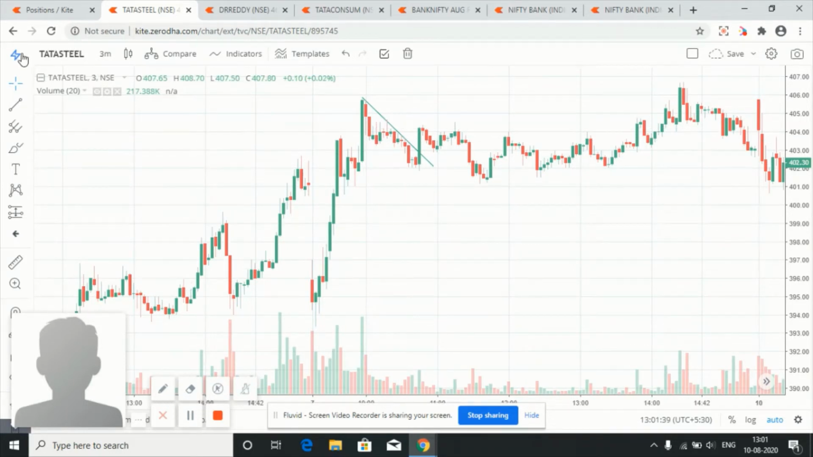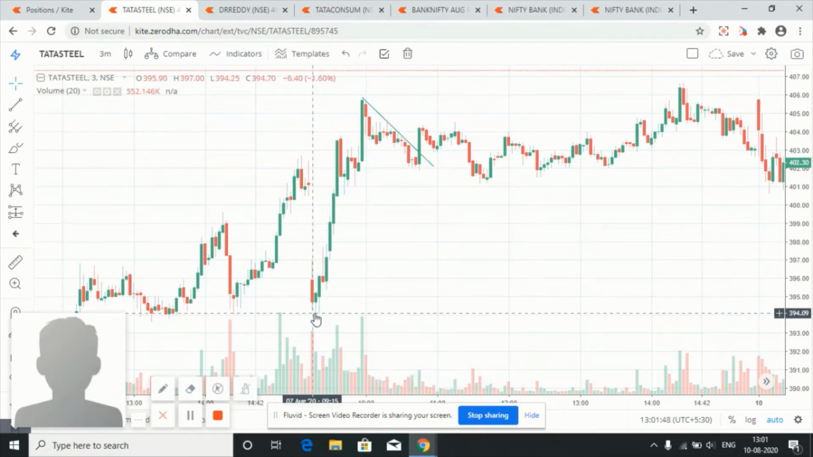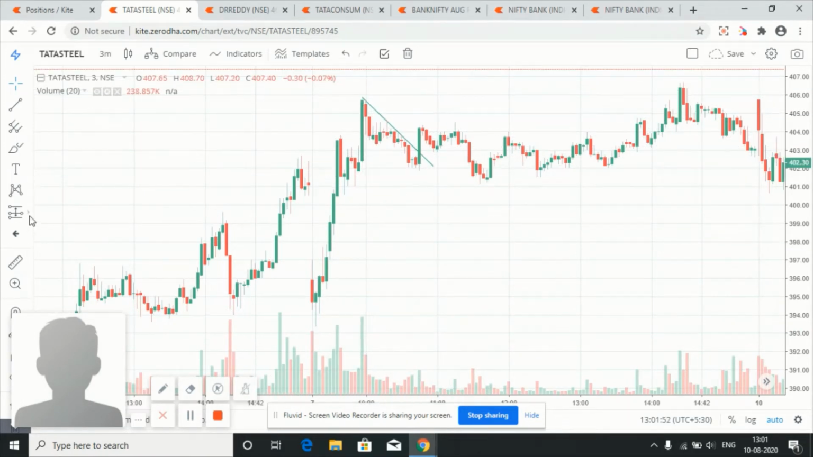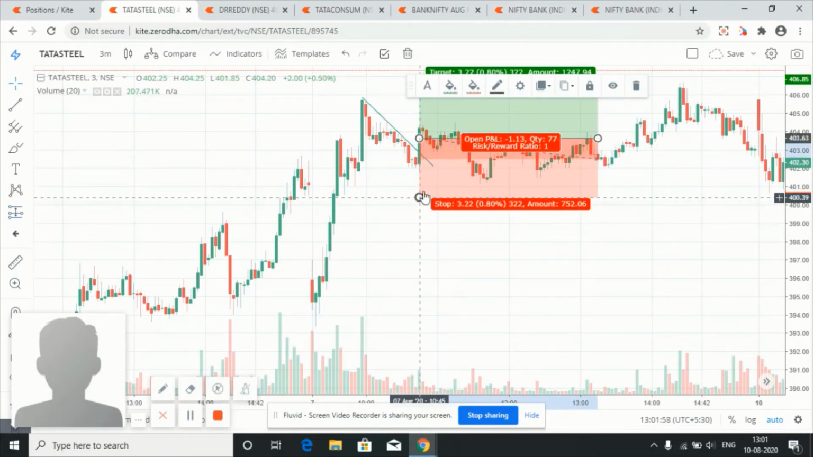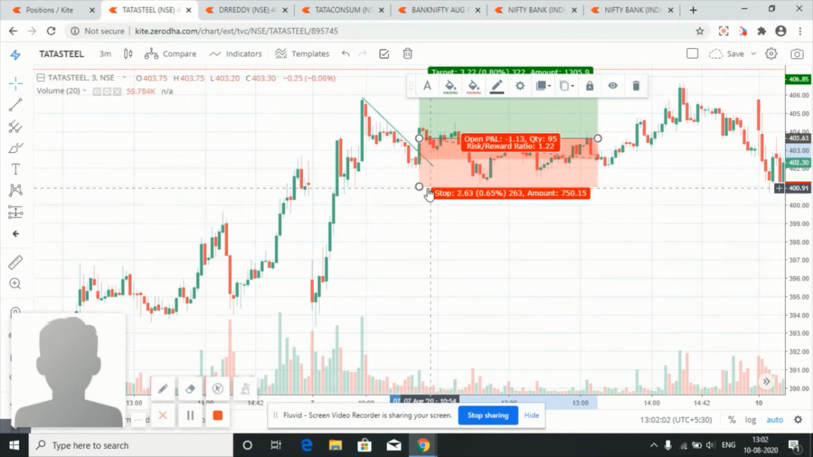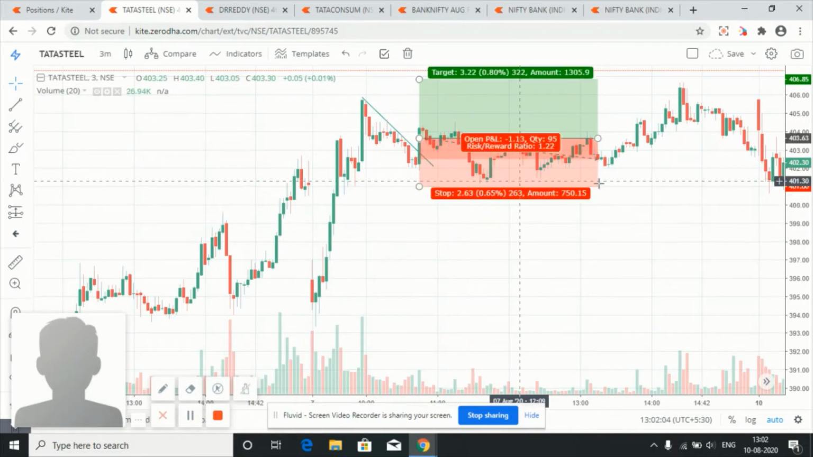So this is Tata Steel's chart, a 3 minutes chart, and we are discussing a trade which went wrong. This is the 7th August chart, and this was the breakout. Suppose after the breakout we go for a long position over here, our nearby resistance is over here, so the stop loss might be over here.